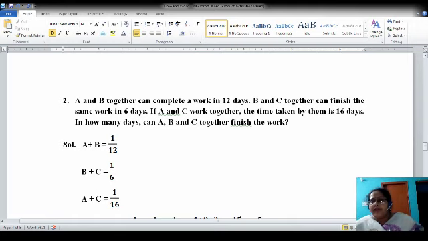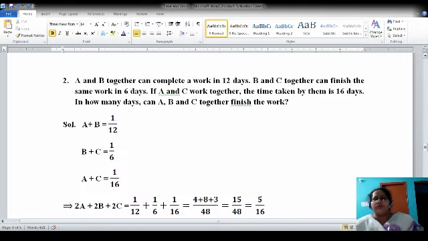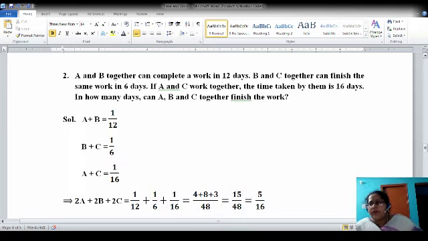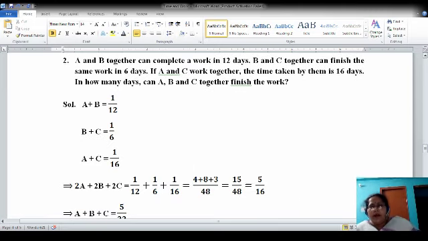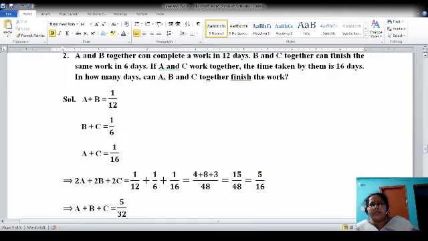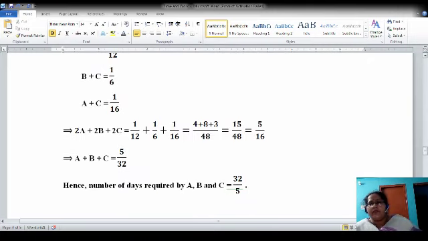So what we get is 2A plus 2B plus 2C, that is 1 by 12 plus 1 by 6 plus 1 by 16. If you just add up, do a little bit of calculation, it comes as 15 by 48 or 5 by 16. Therefore A plus B plus C comes as 5 by 32. That means in one day A plus B plus C can do 5 by 32 part of the work. So the whole work will be finished in, again the reciprocal, 32 by 5 days. So the same thing, the same formula.